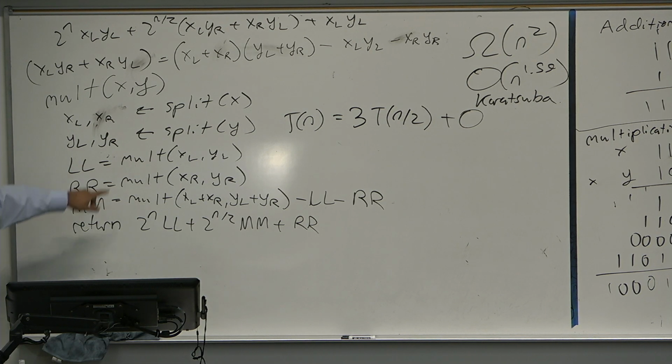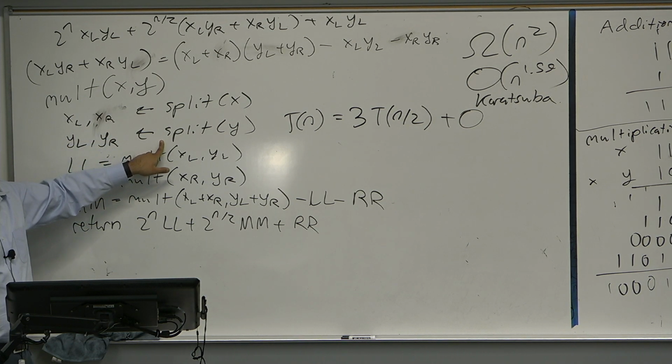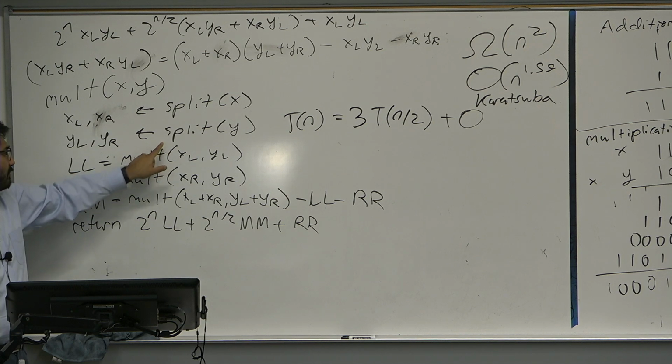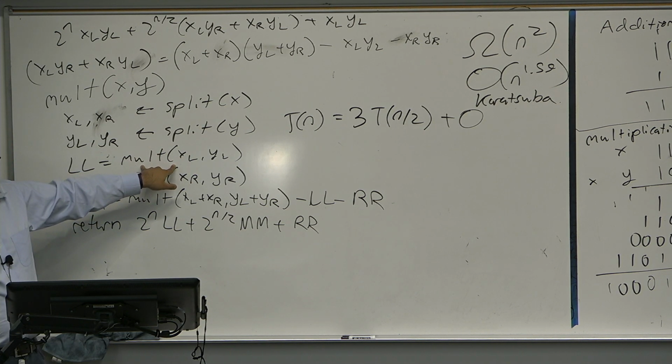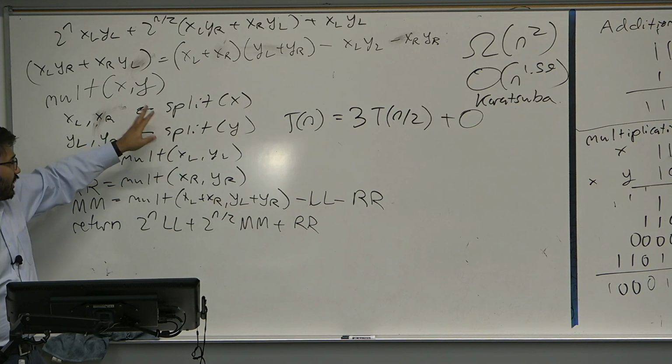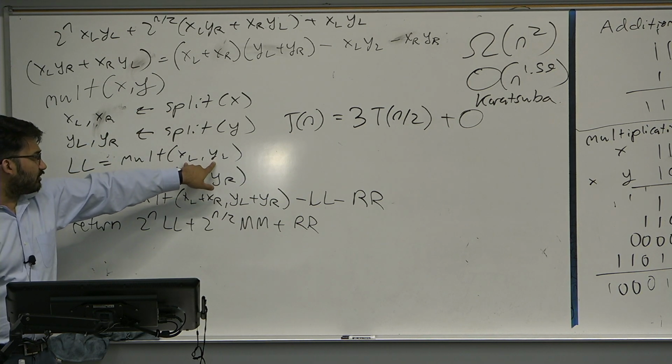So what's the work done? Splitting like this, mods and shifts, okay? That's linear time. Multiplication, that's the recursive call, we don't count that. We're just counting the conquering step, right? Base case, constant, whatever. These are set up fine.